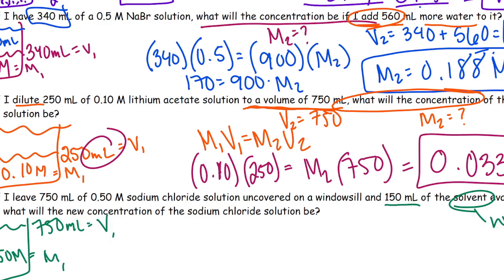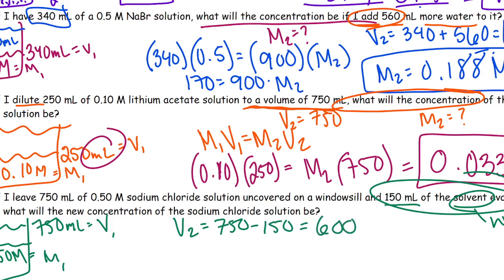You're subtracting it. So you see, you have to pay attention to how it's worded, where you can't just pull the numbers out of it. So this much evaporates, meaning that you lost that much. So our new line is going to be, my V2 will equal 750 minus the 150 that evaporated. So what is 750 minus 150? Okay, so 600 milliliters is my new volume.